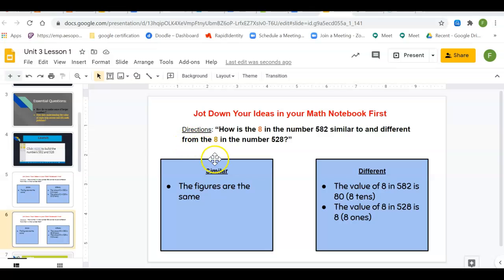So you've had an opportunity to jot it down in your notebook, and some of the answers that you could have come up with for how they are similar: the figures are the same. When I say the figures, I mean the actual number 8. They look the same. Okay. How are they different? Because of their value, just like in the previous slide. The value of 8 in 582 is 80 because 8 is sitting in the tens place. It represents 8 tens. The value of 8 in 528 is just 8. It represents 8 ones.